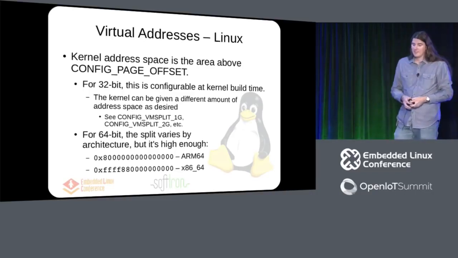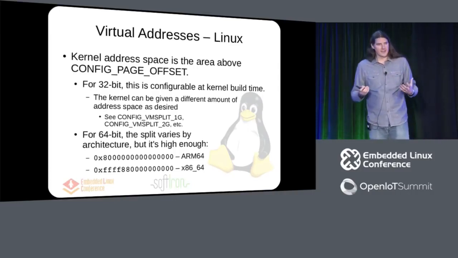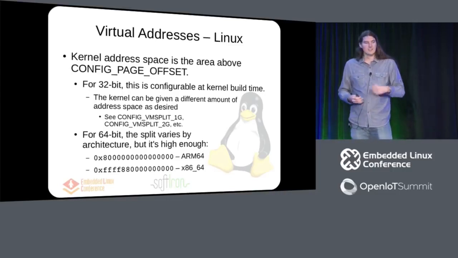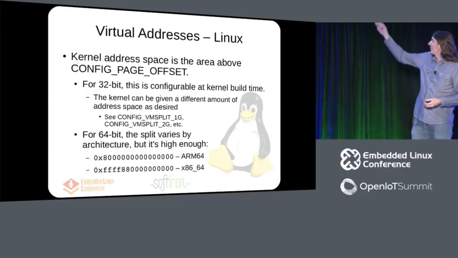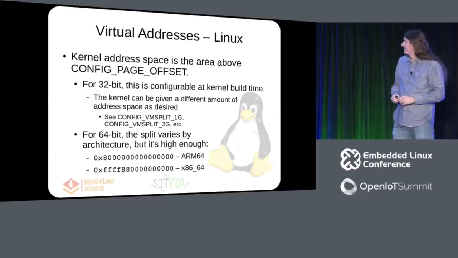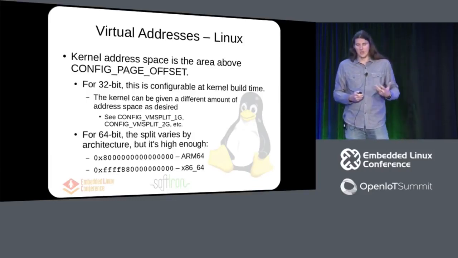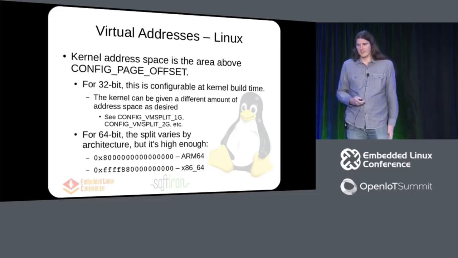On 64-bit, since we have so much address space, the same rule is in effect, where we have kernel memory on the top and user memory on the bottom, but the split is very high, and it varies by architecture. You can see here the values on ARM64 and on x86-64. They're effectively high enough that we don't have to worry about what they are, because in a 64-bit system, we have far more address space than we could possibly have conceivable memory.